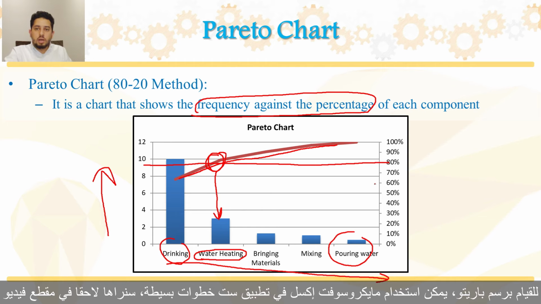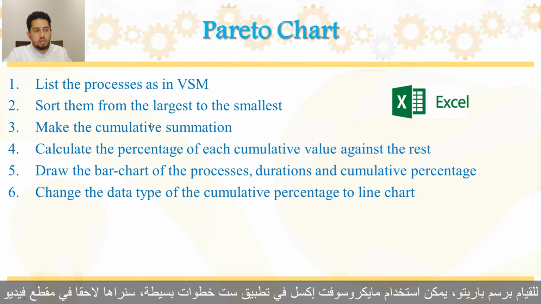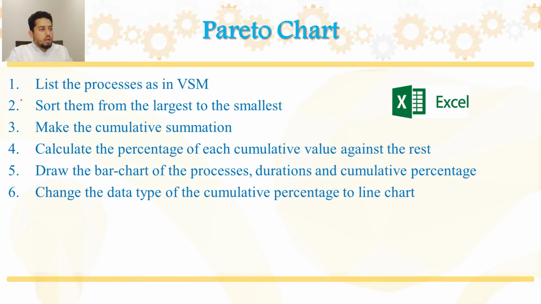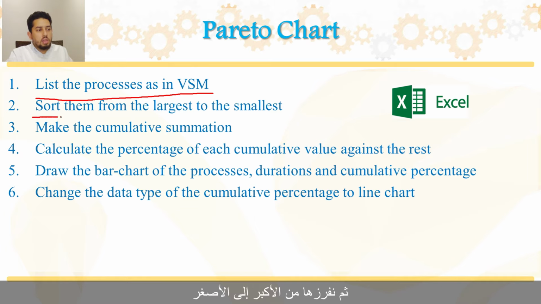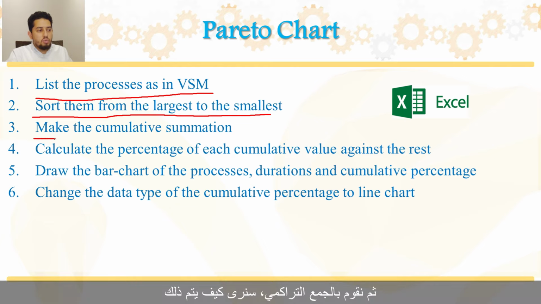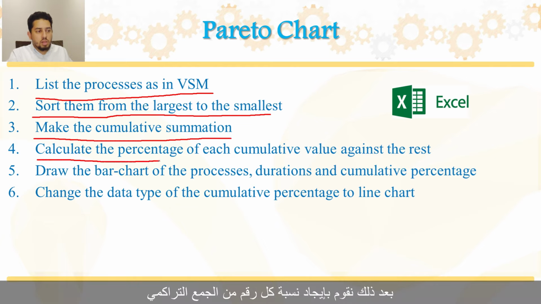To prepare the Pareto chart, we can use Microsoft Excel in 6 simple steps. I will show you this in a video later. First, we have to list the process in the value stream map. As we said before, we have 5 steps: drinking and heating, whatever. Then we sort them from the largest to the smallest. Then we make the cumulative summation. We'll see how to do that. And then we calculate the percentage of the cumulative value.